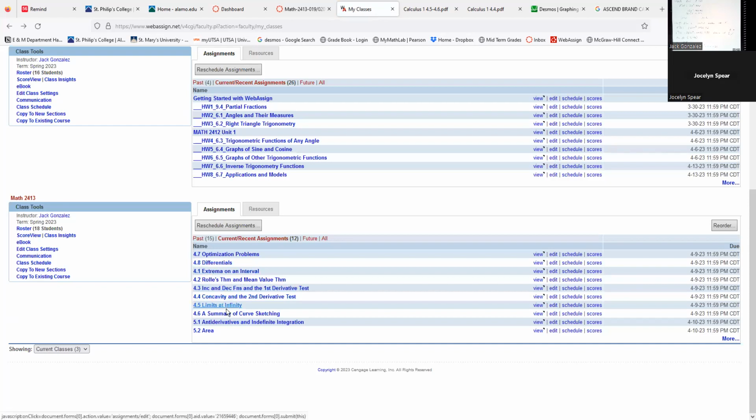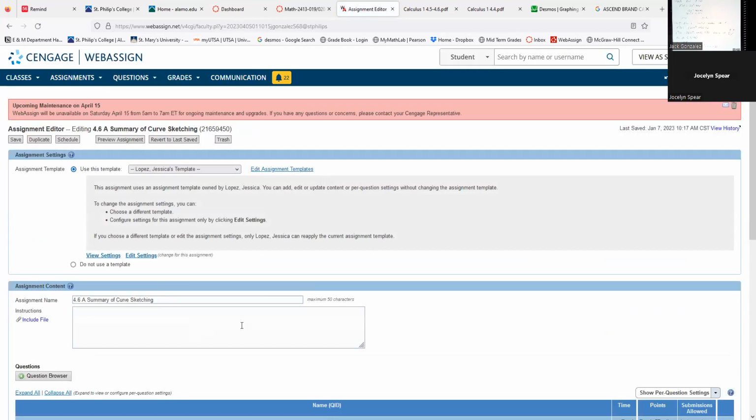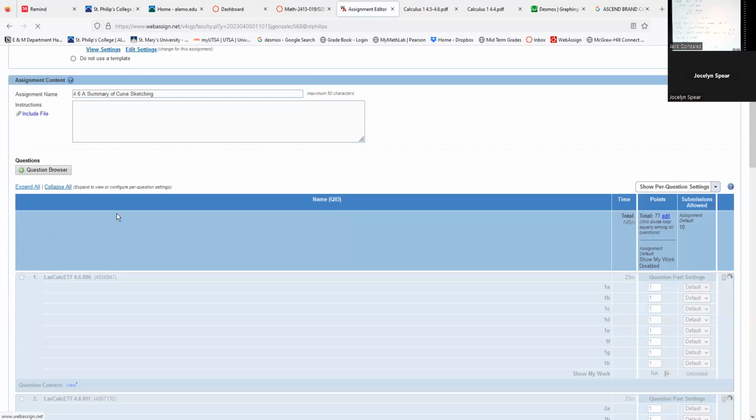Okay, 4.5 is whatever. 4.6 is the last, I think, of curve sketching. Oh, I guess we'll do 4.7. Maybe not today though. All right.